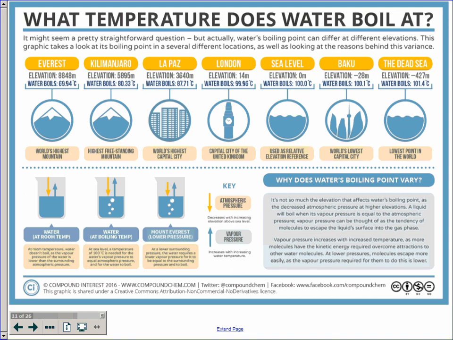So what we can see is, across various locations, at an elevation of almost 9,000 meters, water boils at about 70 degrees Celsius. I kind of guessed, so it's nice there. At sea level, water boils at about 100. The Dead Sea has an elevation of negative 400 meters, so that would be like if I went to the mountains and then said, okay, let's go to the Dead Sea.